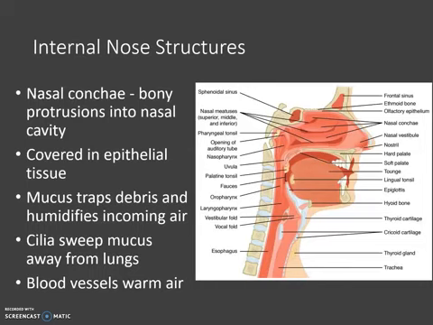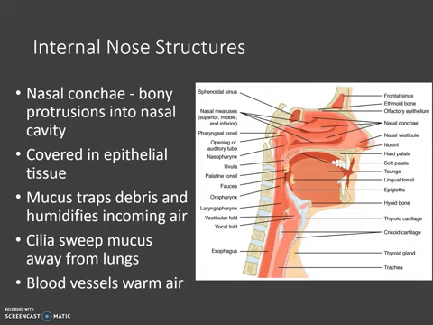Inside the nasal cavity, we have these bony protrusions called conchae. Back when we learned about the bones of the skull, we looked at the nasal conchae. There were the superior nasal conchae, the middle nasal conchae, and the inferior nasal conchae. You could see them when we looked inside the nasal cavity of the skull. And these bony protrusions are covered in epithelial tissue, which makes up a mucous membrane.